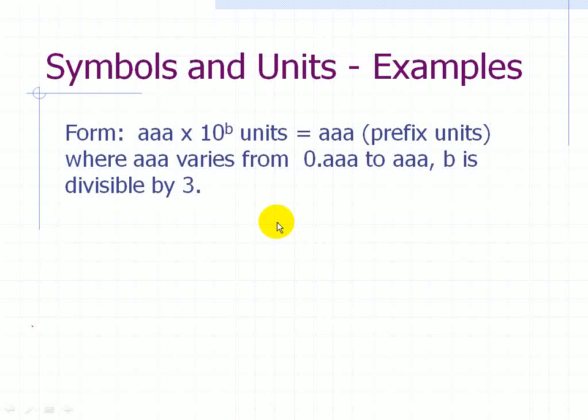Here we're going to look at some examples concerning symbols and units. Here we're going to try to express our answer in terms of A times 10 to the B units, where A is considered the prefix units and where A varies from 0.1 to 1000, and B is divisible by 3 for these examples.